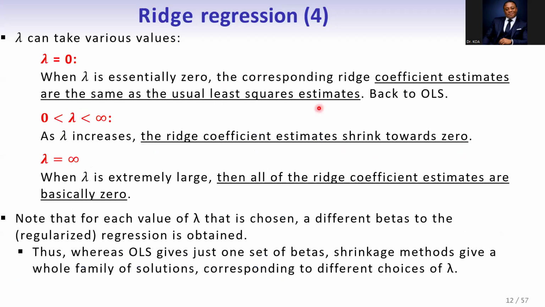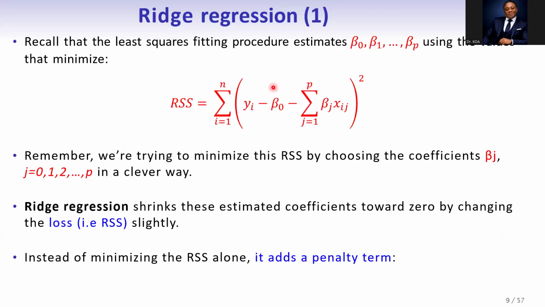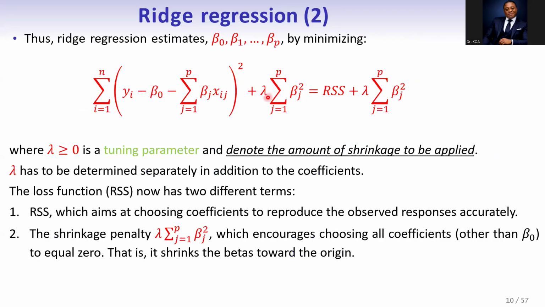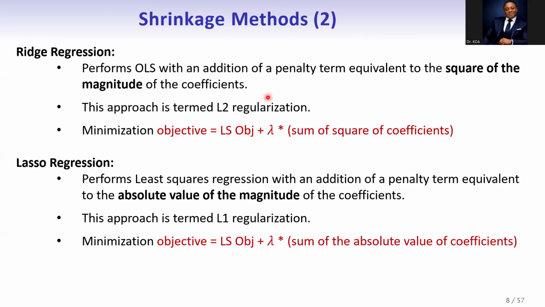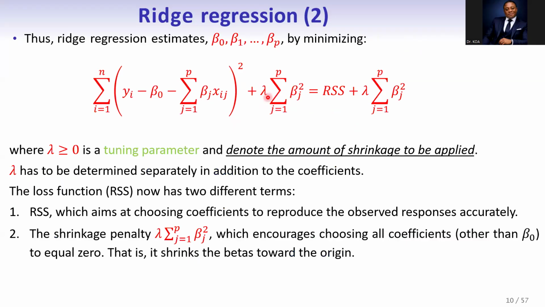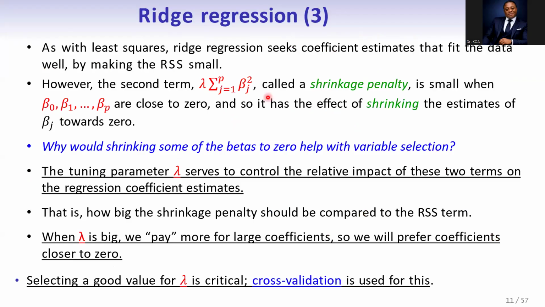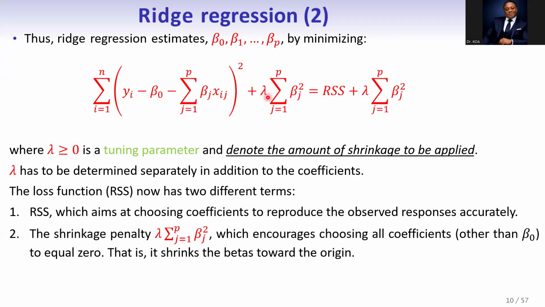So when lambda is equal to zero, what does that mean? Let me go back here. I've said this many times. When lambda is equal to zero, what does that mean? Anybody? If you check this equation, you will understand.